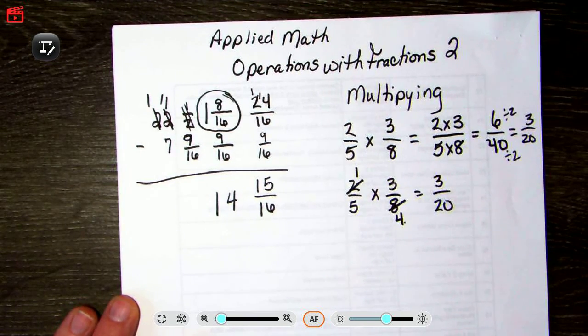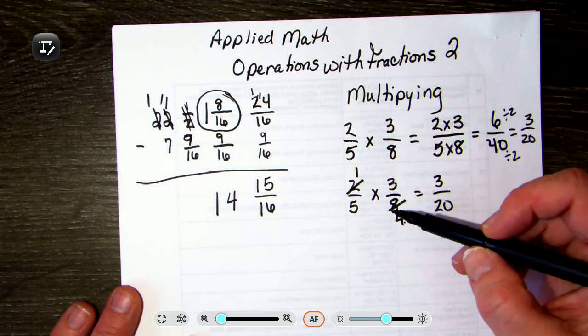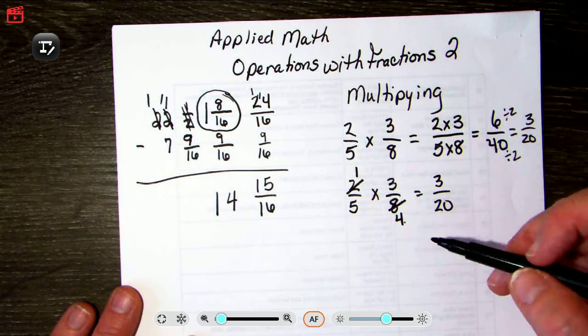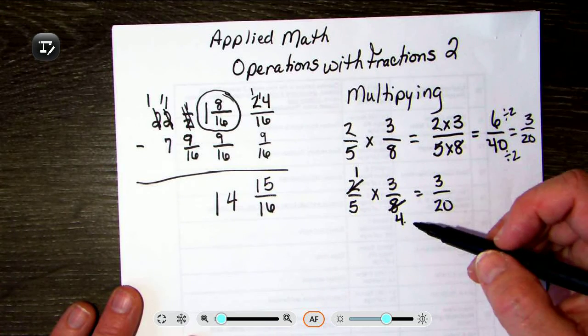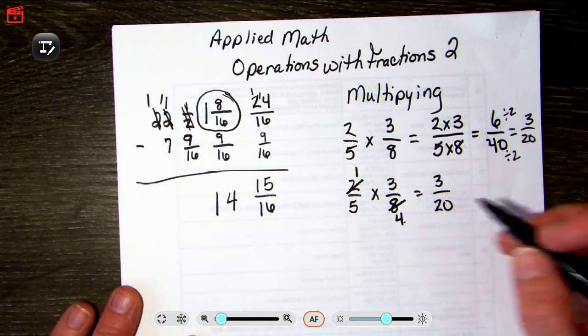So when we're multiplying, we can do some reducing ahead of time. This only works in multiplying. No other operation ever. Not in your adding, not in your subtracting, not in your dividing. Only multiplying.